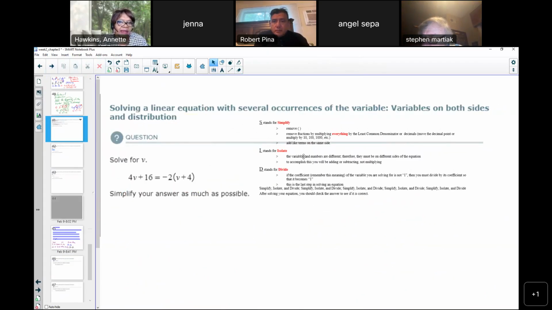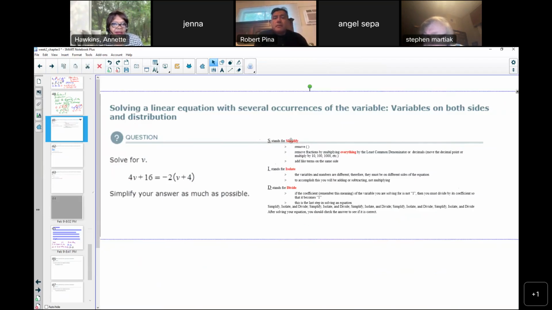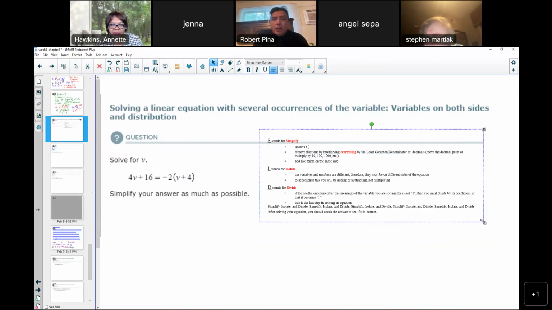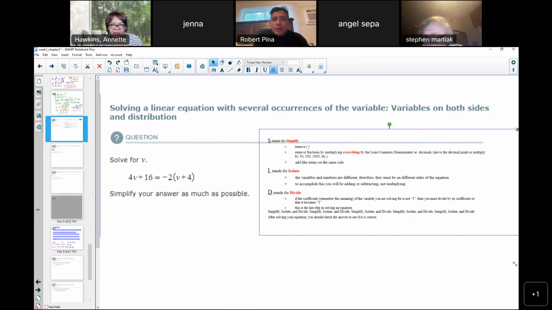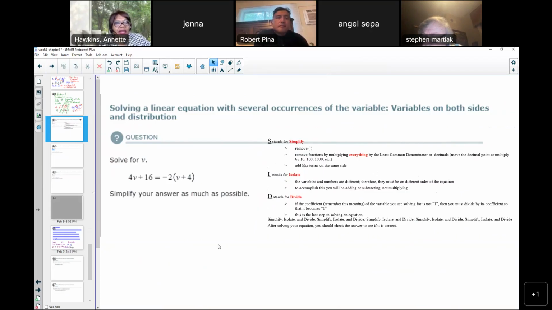So these are our guidelines. Simplify says remove the parentheses, remove fractions and decimals. Okay. All right, so we want to remove the parentheses. We do have a parenthesis, so let's do that. In order to remove the parenthesis, we need to use what we call the distributive property, meaning that we're going to distribute everything to this parenthesis.